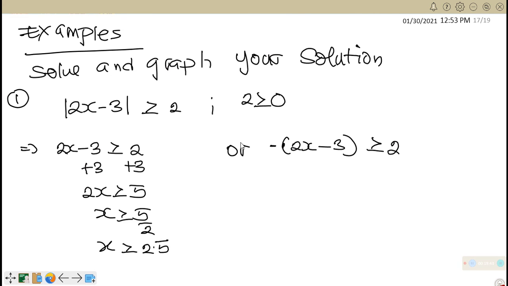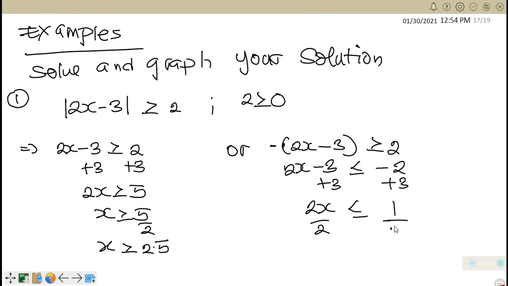Okay, or solving this one, we have 2x minus 3, dividing both sides by minus and changing the sign, less than or equal to minus 2. Adding 3 to both sides, we have 2x less than or equal to 1. Okay, minus 2 plus 3 is 1. So dividing both sides by 2, we have x less than or equal to 1 half, which is 0.5.